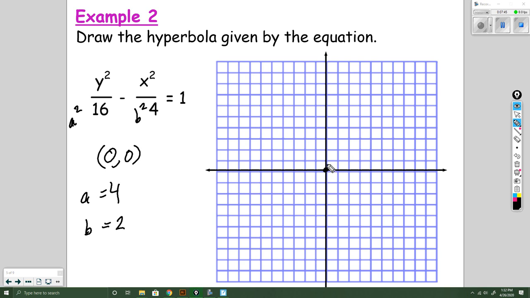So a is going to tell us, let's go 4 units up, and there are going to be our 2 vertices. And now b is telling us, okay, now we're not going to go up and down still to form this box. We got to go left and right. So 2 units to the right, 2 units to the left, and that's for each vertex. We can form that box. And now we can connect the opposite corners to form our asymptotes.